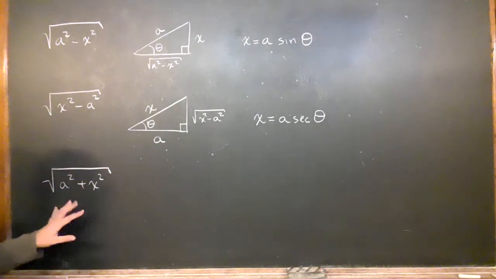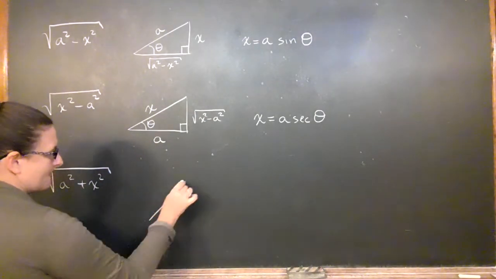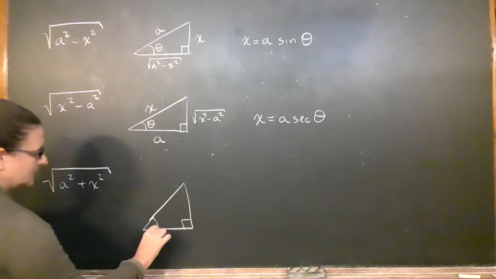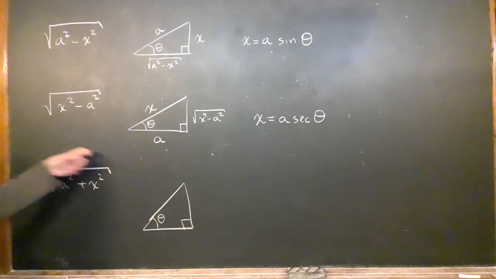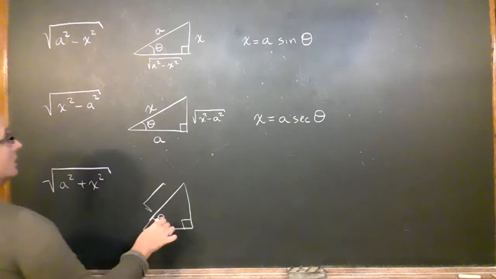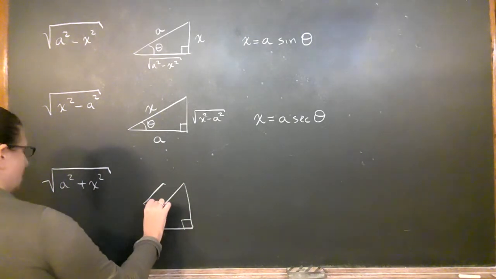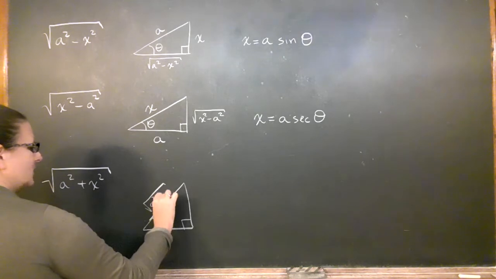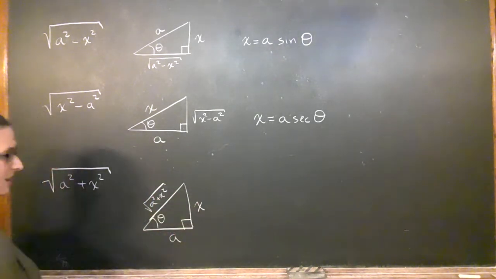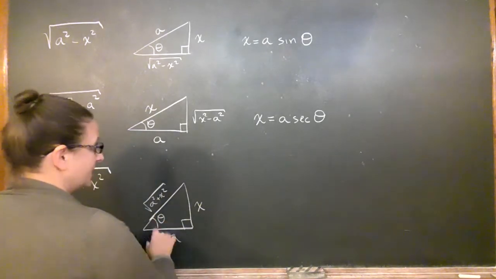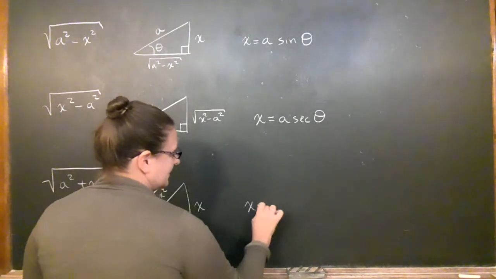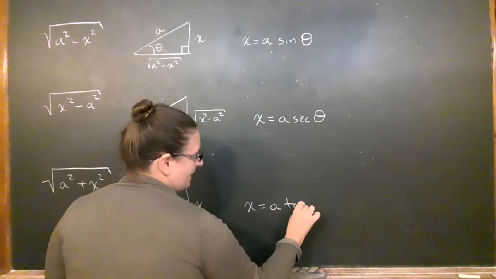This guy then was our last example. The difference here is, of course, that it's a plus, which means I know immediately that that whole radical has to be here on my hypotenuse. A squared plus x squared. And as far as the legs, because I want a tangent, I put x here and A there. So tangent of theta is x over A, or x equals A tangent theta.